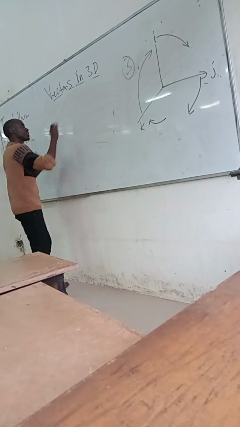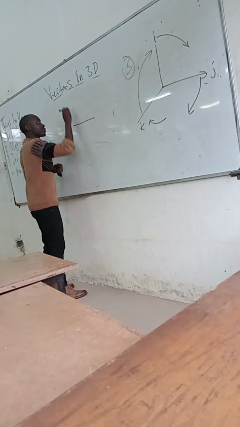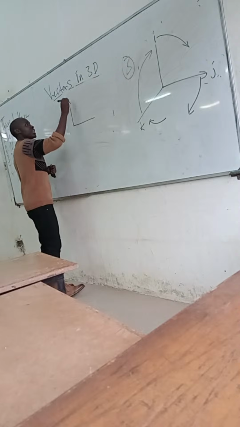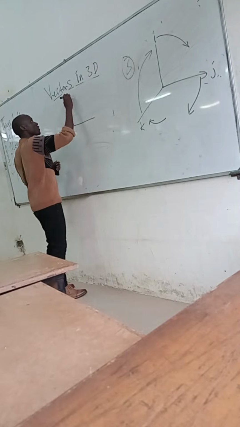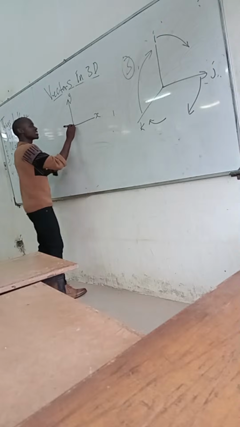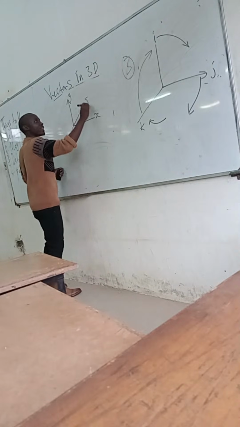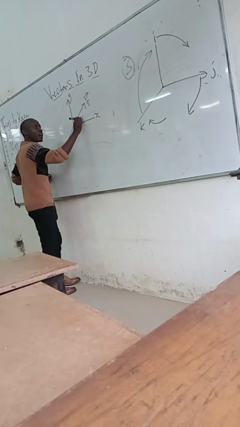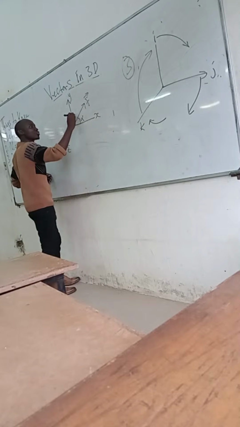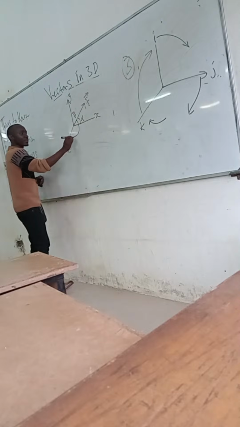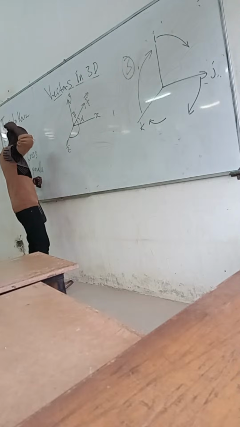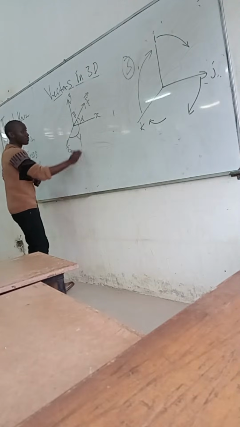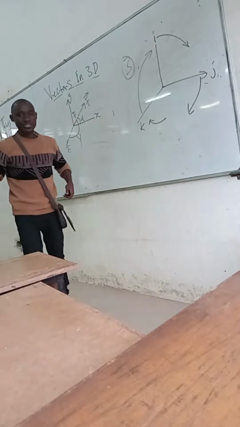Now let's focus on this diagram. Here we have i, here we have y, here we have x, and here we have z. Here we have the vector f. The angle between x and f is what we call alpha. The angle between y and f is what we call beta. The angle between the vector and z is what? Gamma. Sorry, I've been sick.